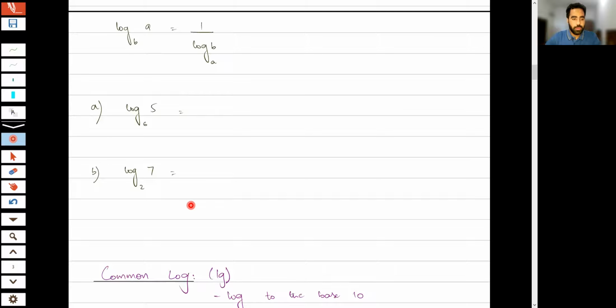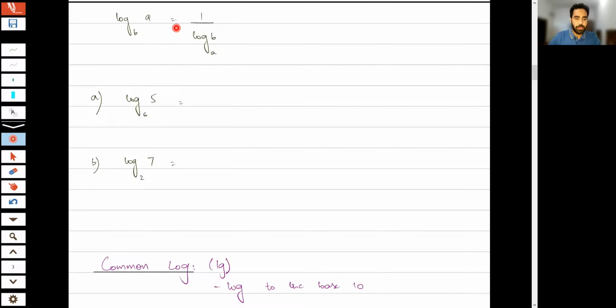Change of base law की एक और property है कि if I have log a base b, I can write log a base b as 1 upon log b base a. ठीक है, so बस इसको क्या करना है कि हम लोग denominator में पूरे log को as it is लिख देंगे, इन दोनों को reverse कर देंगे. ठीक है, यानी a b की जगह आ जाएगा और b a की जगह आ जाएगा. If I have log 5 base 6, I'm going to write this as 1 upon log 6 base 5. If I have log 7 base 2, I can write that as 1 upon log 2 base 7.